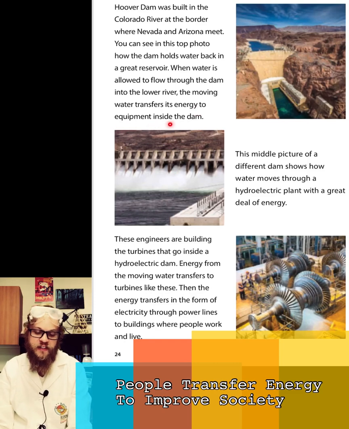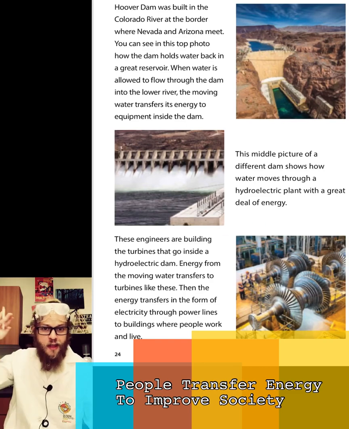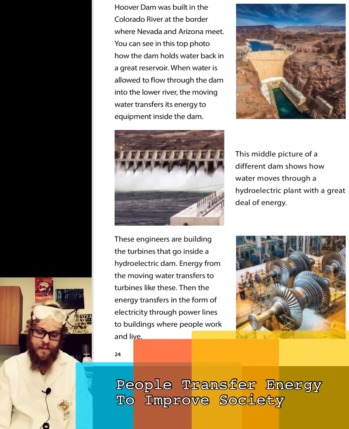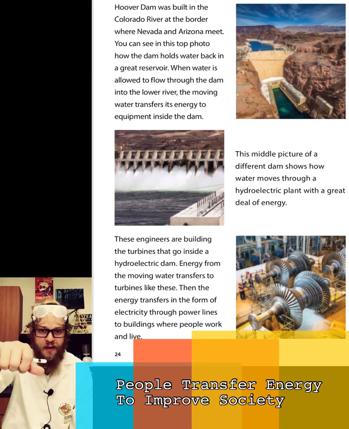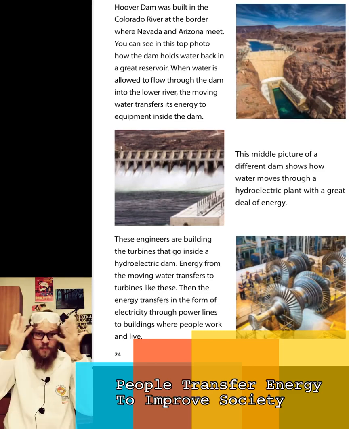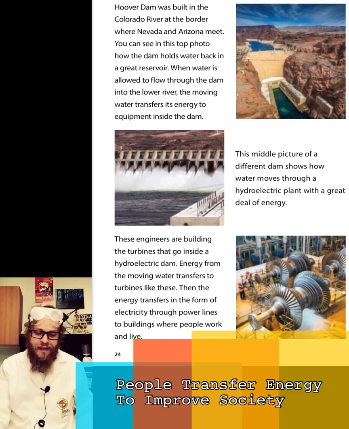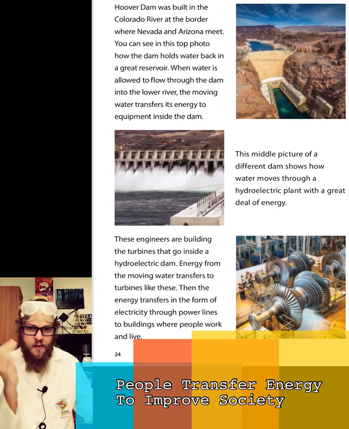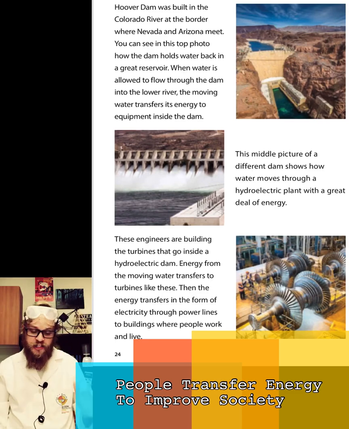This middle picture of a different dam shows how water moves through a hydroelectric plant with a great deal of energy. So all this flowing water, all of that's moving through turbines, and that's a lot of energy. Okay? Just think, if you're washing your hands, you turn that sink all the way up, and it's soon splashing you in the face. Well, here we've got millions of times more water rushing through here, creating a lot of energy.